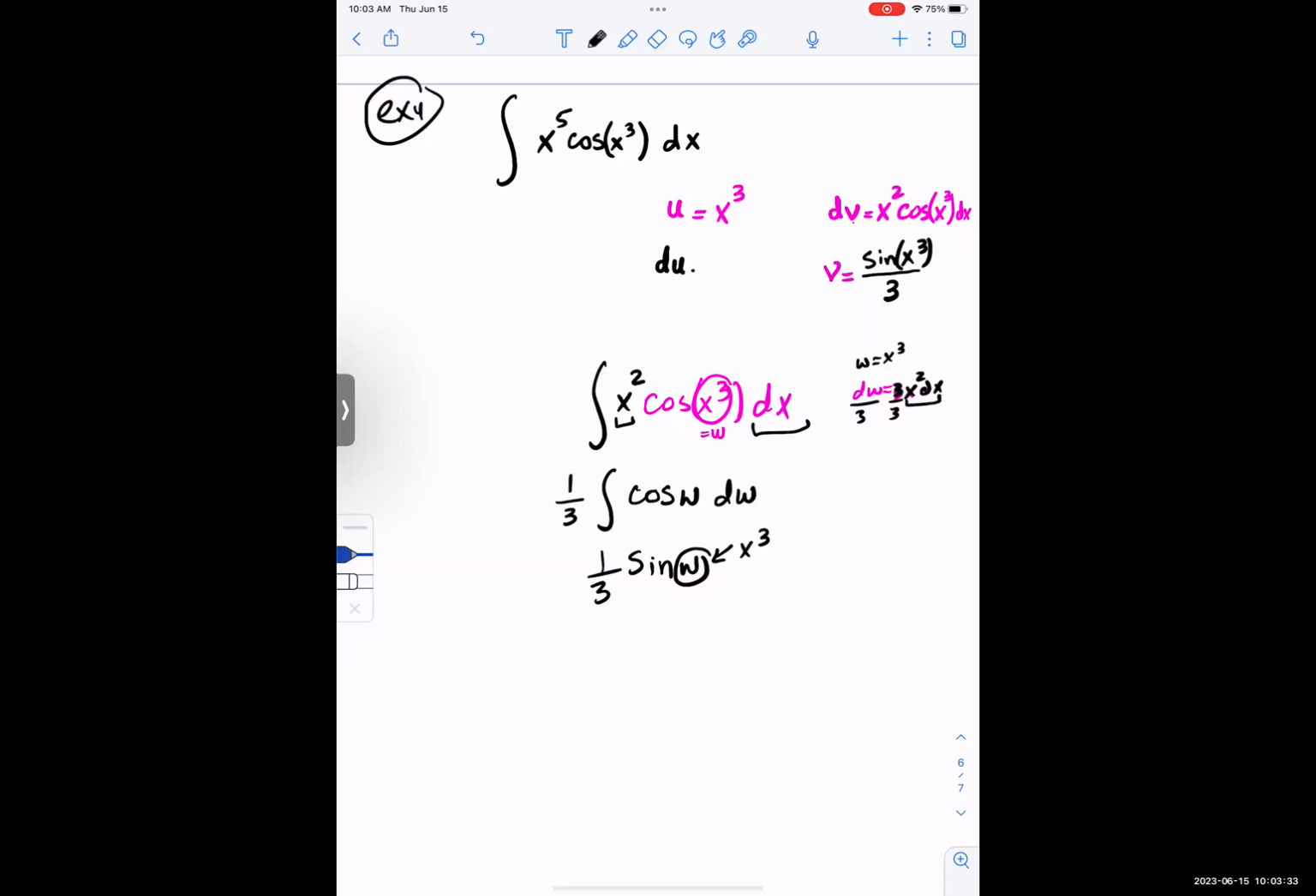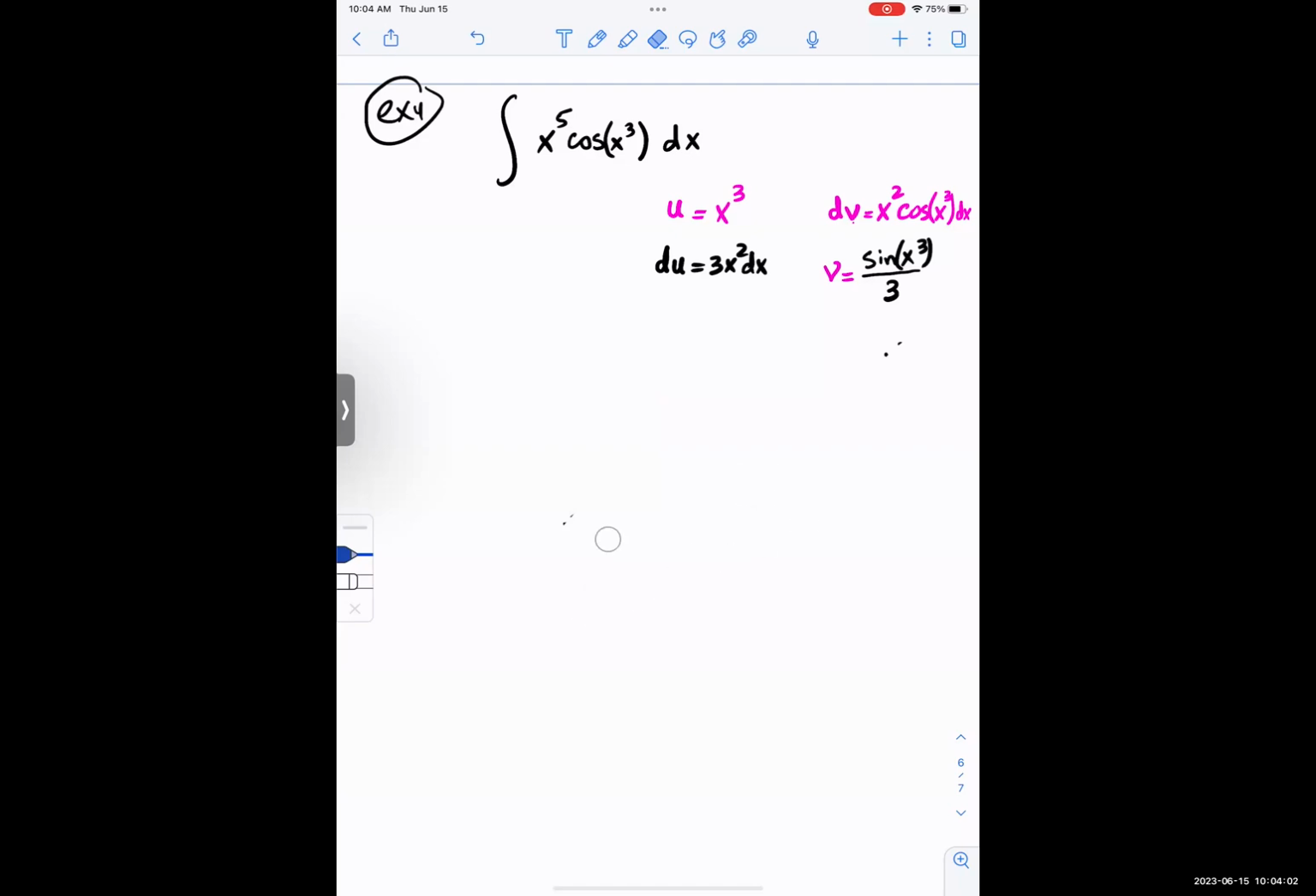And then for du, I have 3x squared dx. So I just take the derivative of x cubed. Okay, can I erase the work where I found v? I found v by w substitution or u substitution. Sometimes going from dv to v, you can do it in your head. Sometimes you need a substitution.